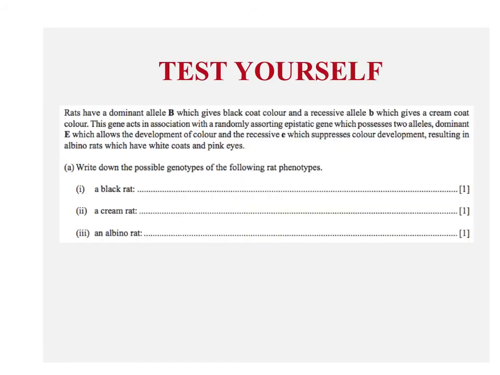All right, so with these epistasis questions, there's normally a lot of words and a lot of gumph that surround the topic itself. So in this example, rats have a dominant allele big B, which gives a black coat colour, and a recessive allele little b, which gives a cream coat colour. This gene acts in association with a randomly assorting epistatic gene, which possesses 2 alleles.